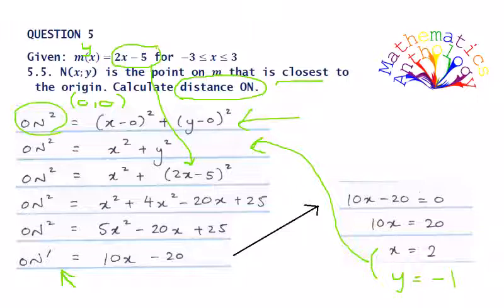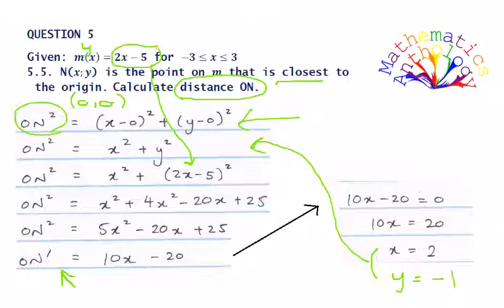So we open this up algebraically, square the binomial there, so we'll end up with x squared plus 4x squared minus 20x plus 25. Put your like terms together, you'll end up with ON squared equals 5x squared minus 20x plus 25. And if they want you to find a distance at the closest or lowest or nearest or highest or maximum or minimum, all those terms mean find the derivative. So we're going to find the derivative of this distance formula that we have here. So ON prime will equal, the derivative there will be 10x minus 20.